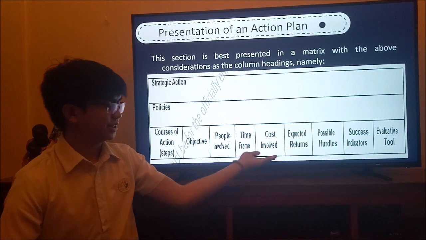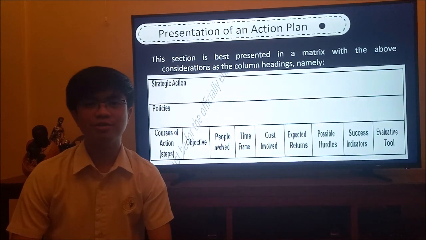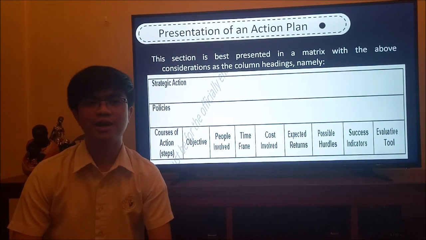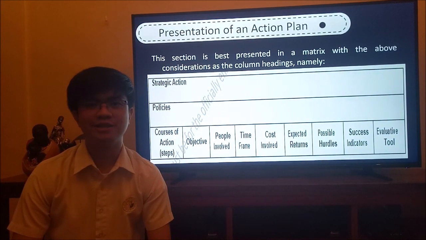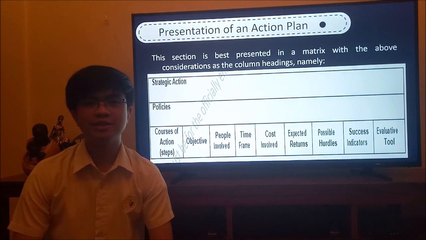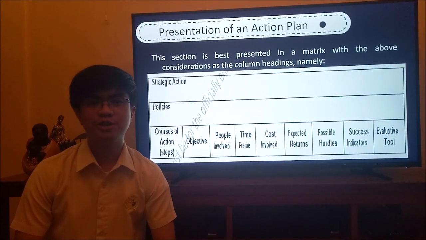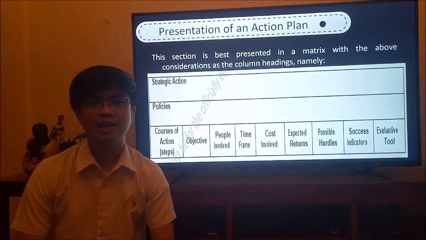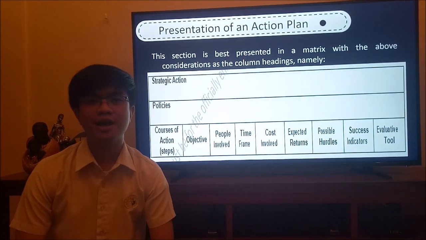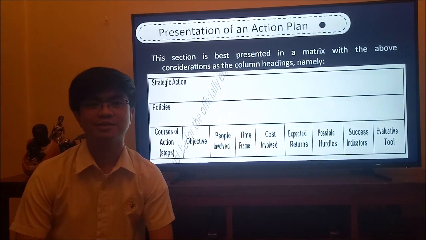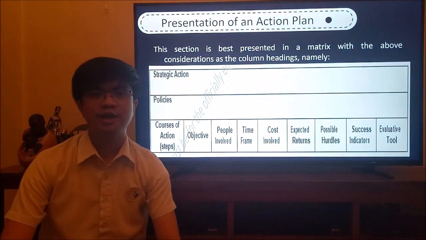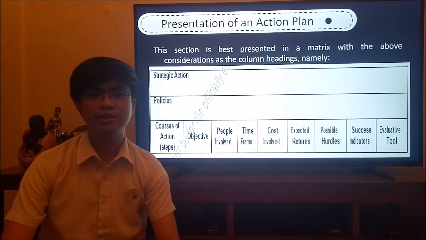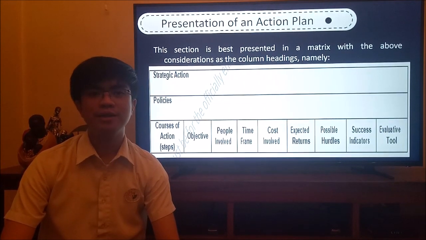Next would be cost involved. This will account the cost of doing that particular course of action in relation to the expenses involved, proportionate salaries, honoraria, consultancy fees, logistics, opportunity costs, etc. Details should be provided as part of the appendices. Next would be expected returns. The proponent estimates the yield or profit from implementing the proposed strategy.